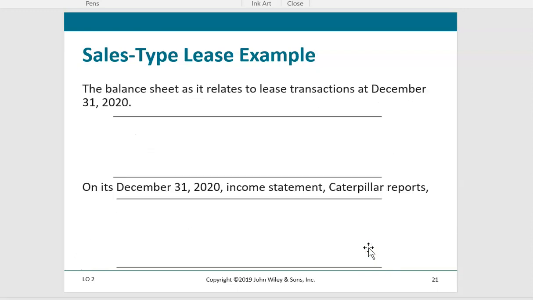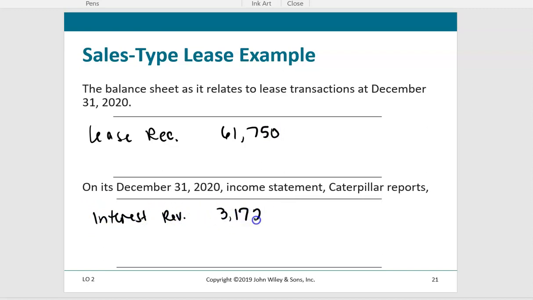So the balance sheet for December 31st, what is it going to report? It reports that lease receivable that we just calculated for 61,750. And the income statement is going to report, of course, the interest revenue of 3,172. Now, I didn't prepare the income statement at 12/31/2019, but of course that one would report the sales revenue as if we sold the equipment and the cost of goods sold. So we would see gross profit in 2019, but we would see the interest revenue in 2020 and every subsequent year until the lease ends. There would be this interest revenue earned.